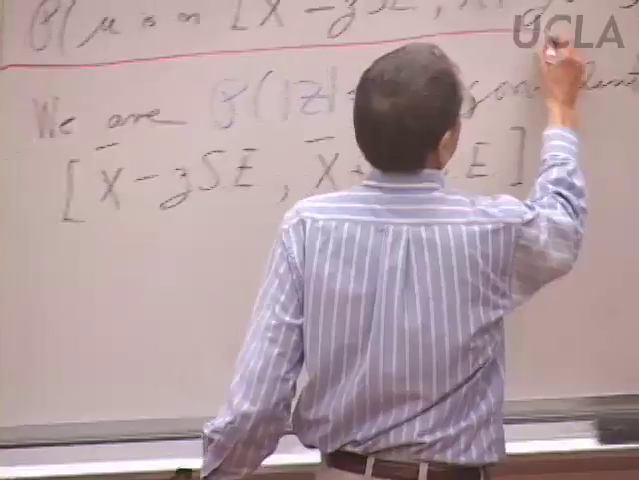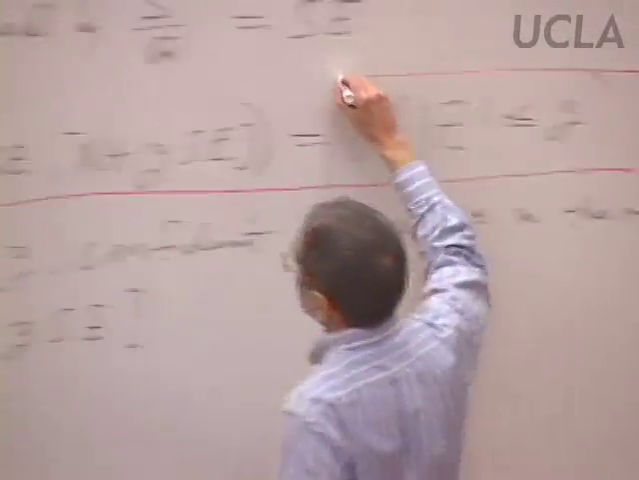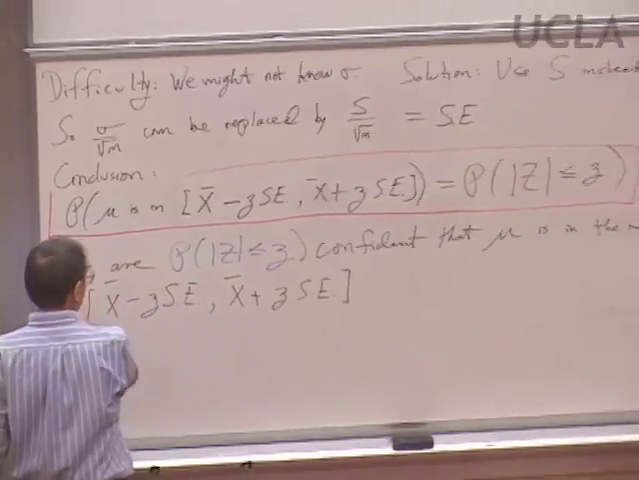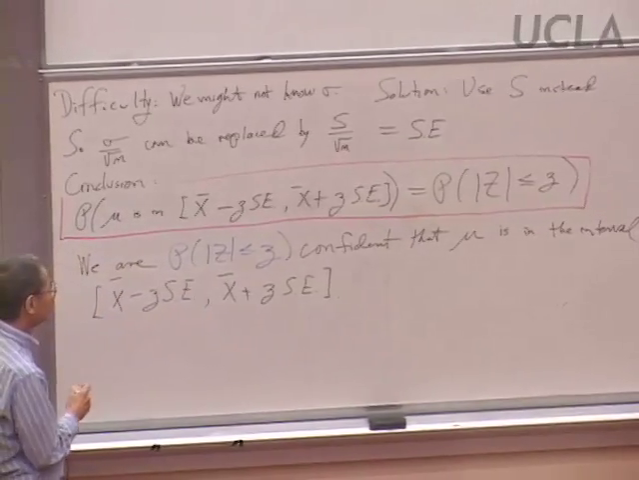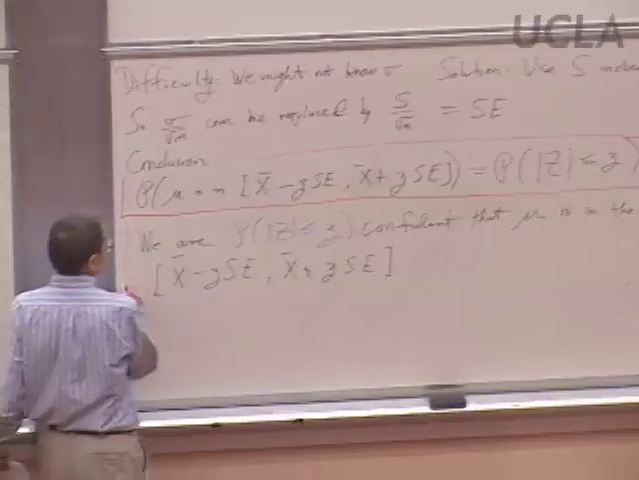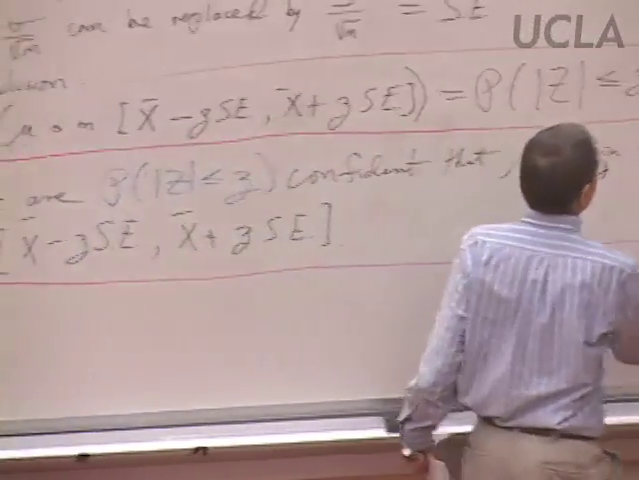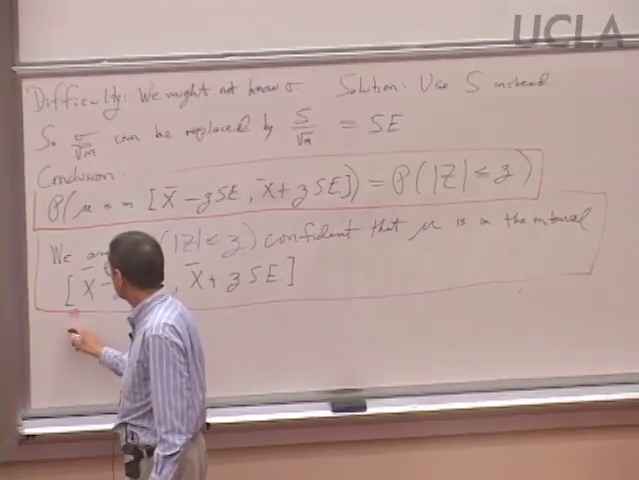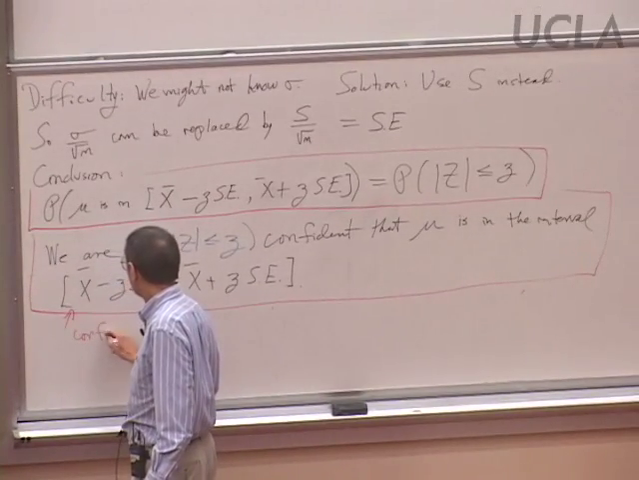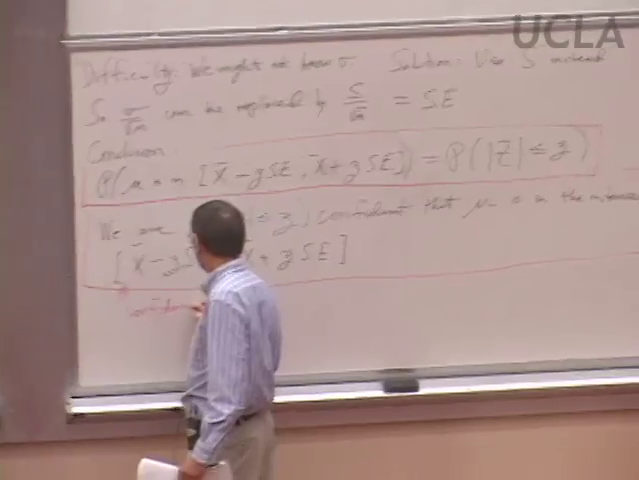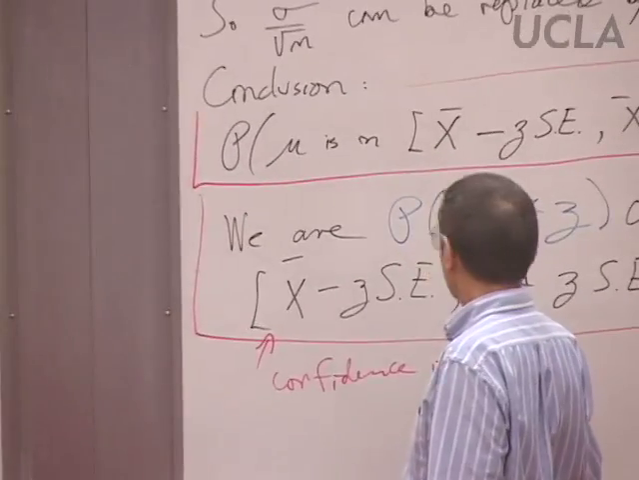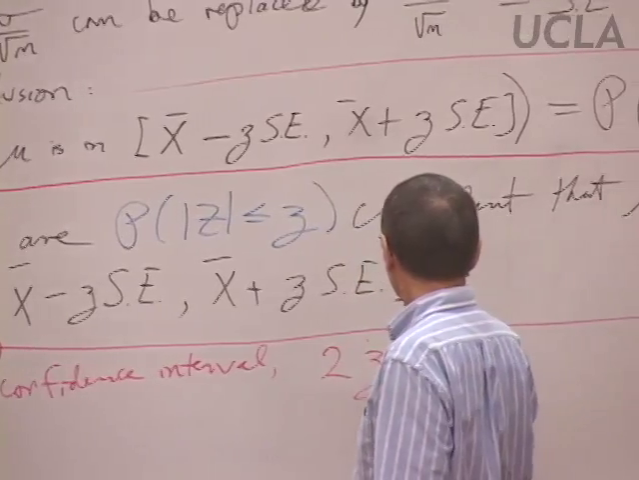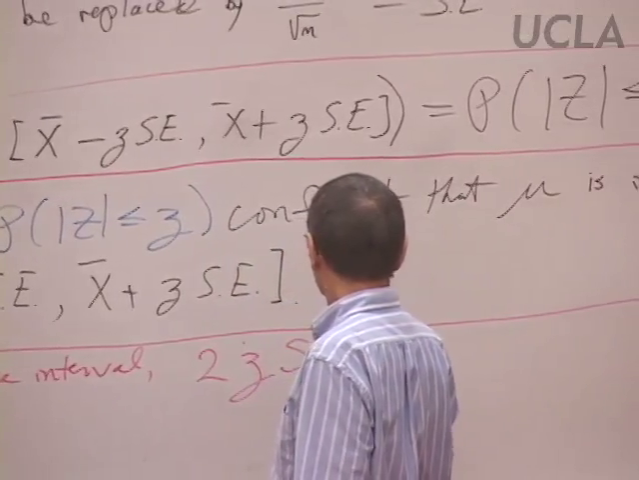Well, the same equations, but in place of sigma, using the sample standard deviation. And this is also referred to as a confidence interval. And of course, it's 2z standard errors long.